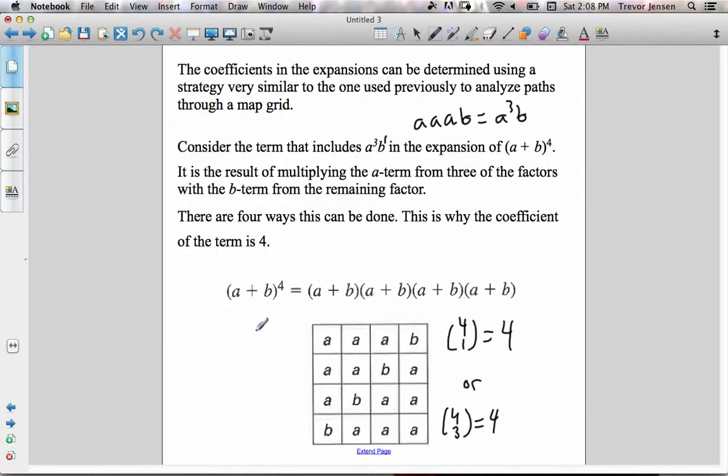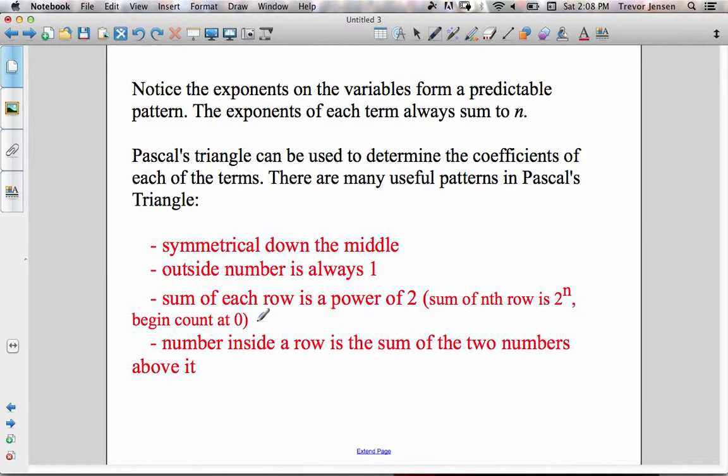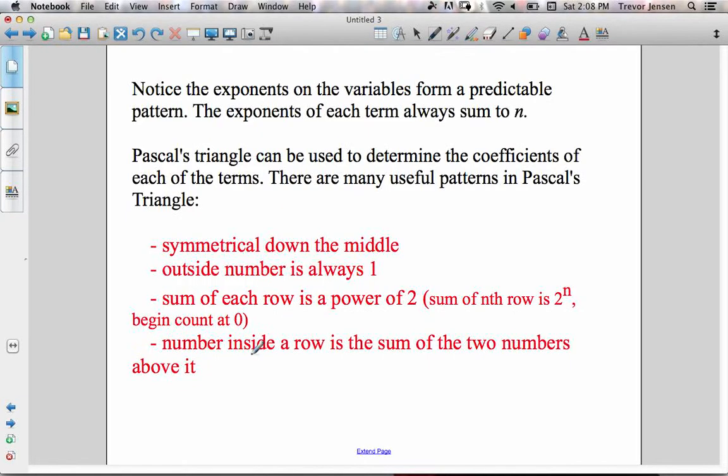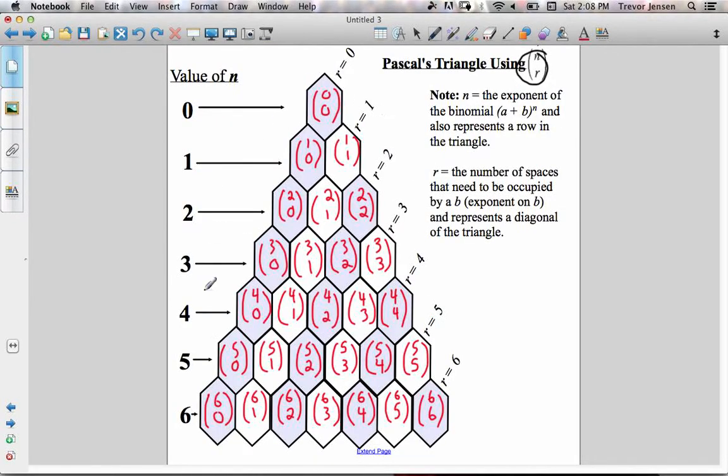So if we look back to our expansion of (a + b)^4, in the first term, no spots need to be multiplied by a b. Then 1 spot, then 2, then 3, and then 4. So notice it increases by 1 each time until we get to n choose n. So 4 choose 4. For the next row, it would be 5 choose 0, 5 choose 1, 5 choose 2, 5 choose 3, 5 choose 4, 5 choose 5. Okay. So that's where Pascal's triangle comes from, using the combinations formula. These combinations will give you the coefficients on your terms in the expansion.